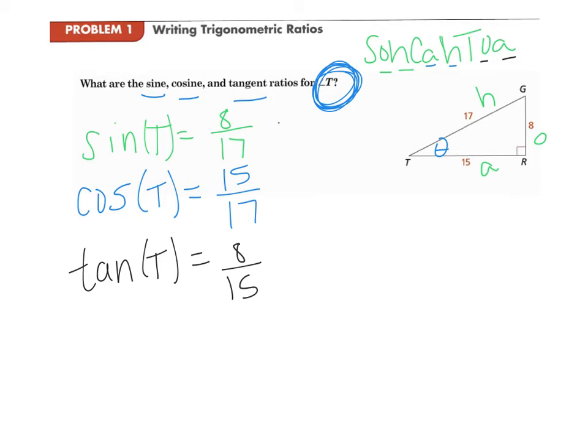Now in each one of these right here, if you can reduce it, you will. If the question asks you to write it in decimal form, you will just put that in the calculator, 8 over 17, and then you'll get your decimal. Otherwise, you can just leave it in the fraction form. But basically, if you're asked to find the sine of a particular angle measure, and they give you the side lengths, this is what you're going to do.